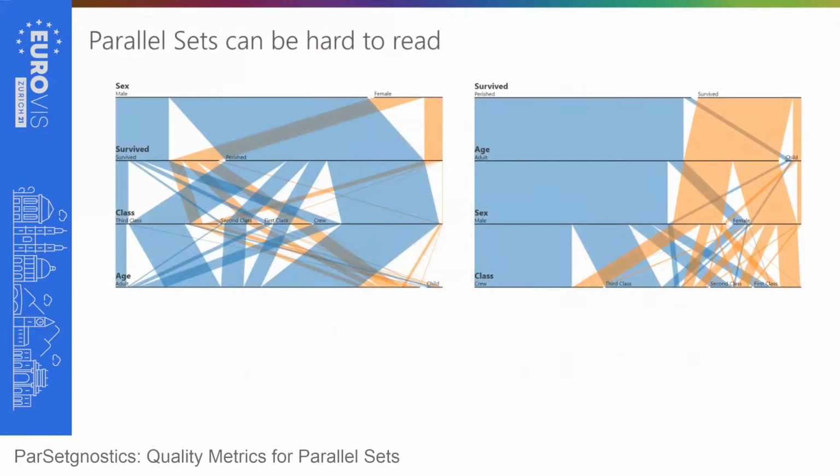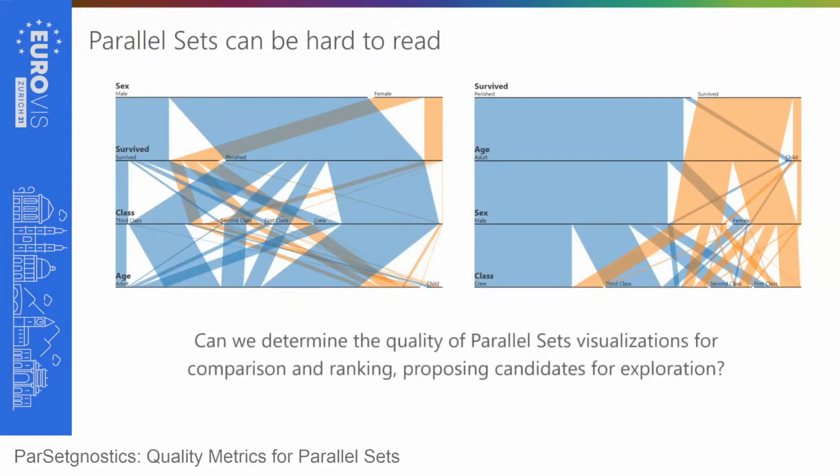However, parallel sets visualizations can suffer from clutter. Some category and dimension orderings are easier to read. For example, the visualization on the left exhibits a strong zigzag pattern, making ribbons harder to follow. The one on the right has ribbons with a smaller slope. Especially the large ribbons that are orthogonal to the axes yield a much clearer visualization with ribbons that are easier to follow. Observing this, we asked, can we determine the quality of parallel sets visualizations for comparison and ranking and propose candidates for exploration?